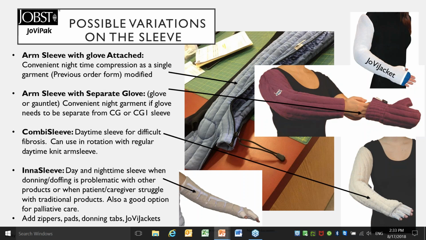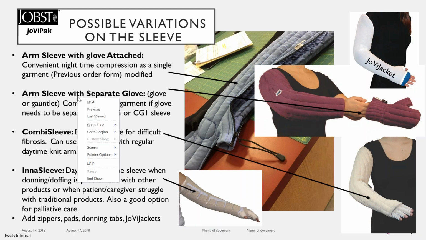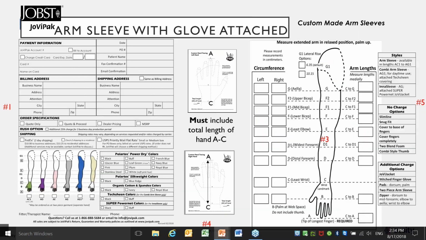An Ena sleeve is another day and night arm sleeve when donning and doffing is problematic with other products, or when the patient caregiver struggles with the traditional product. This is also a good option for palliative care. Don't forget that you can add zippers, pads, donning pads, Jovi jackets. Call us. Call your representative if you have an idea. Let us know, and we can discuss it. The arm sleeve with the glove attachment is a very popular garment that we make pretty readily.